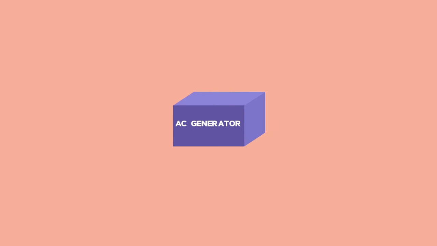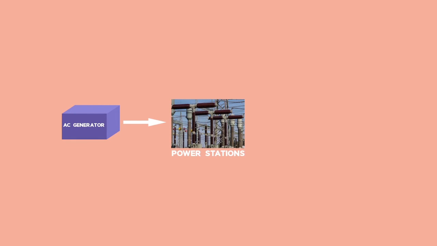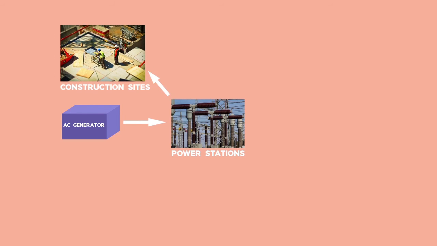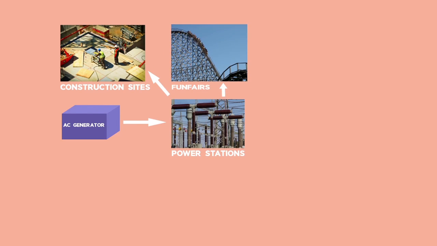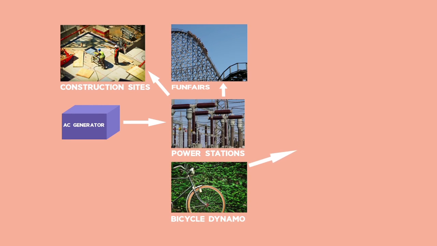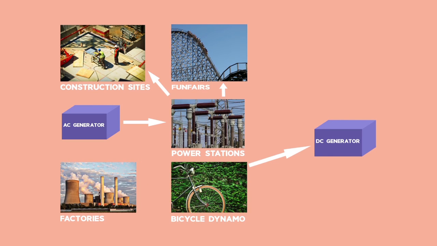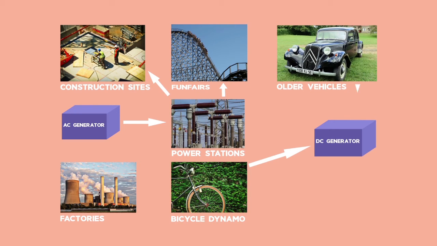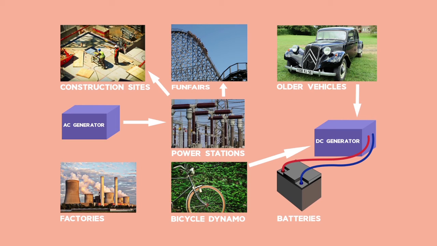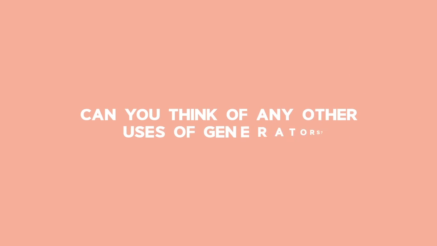The uses of an AC generator are to generate electricity at power stations, to supply electricity to equipment at construction sites, and to supply electricity to fun fairs. A bicycle dynamo uses DC generators. Factories that do electroplating require a huge amount of direct current. In older vehicles, DC generators are used to charge batteries to supply the vehicle with electricity. Can you think of any other use of generators?